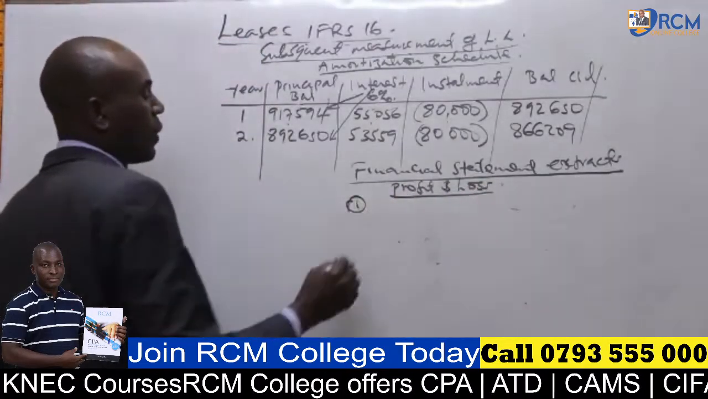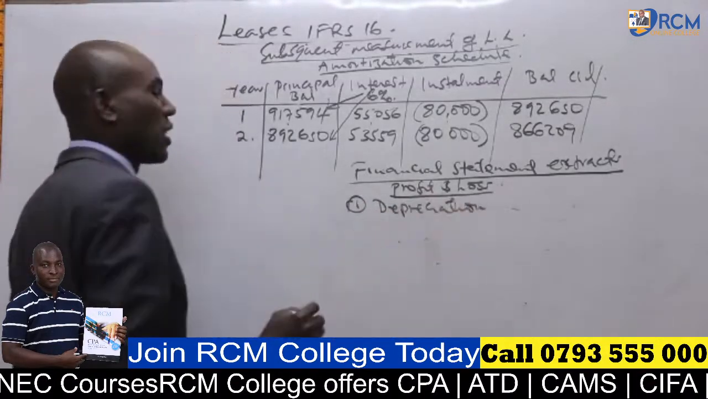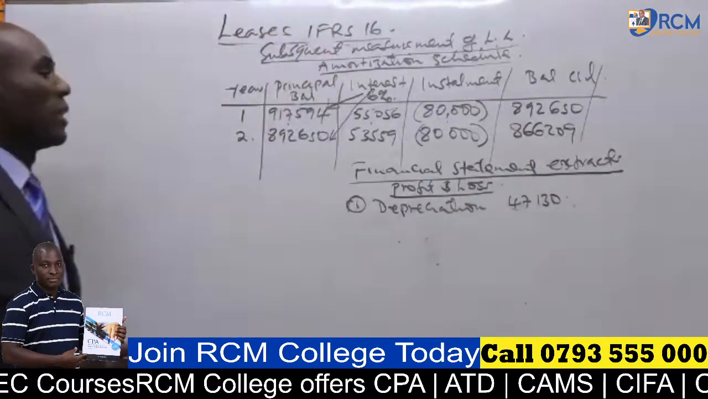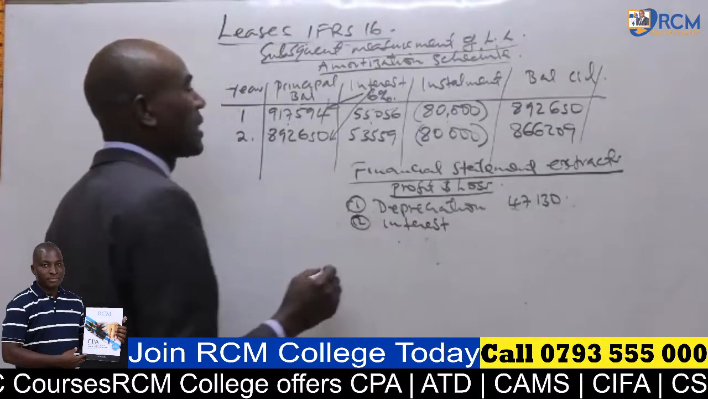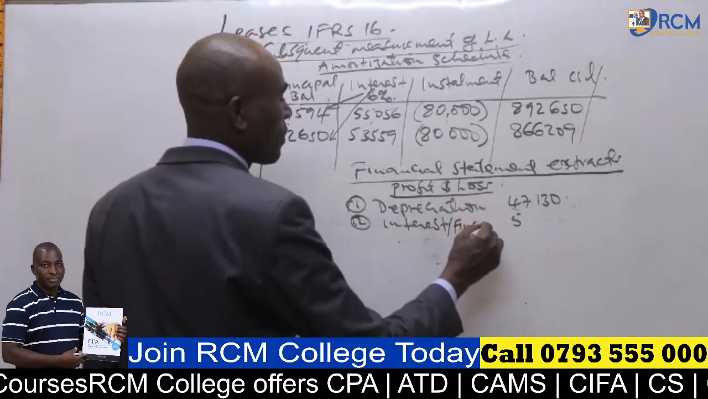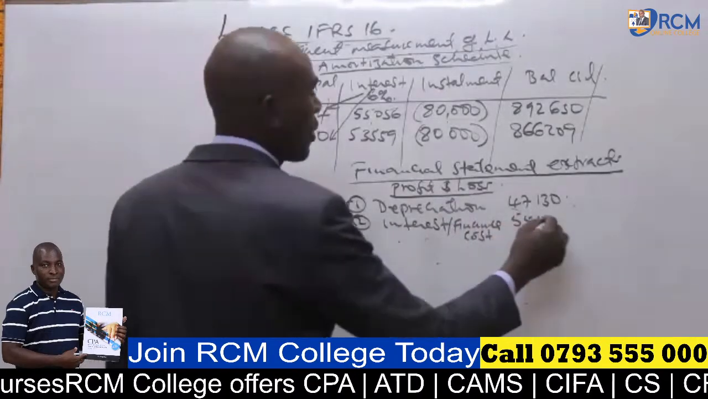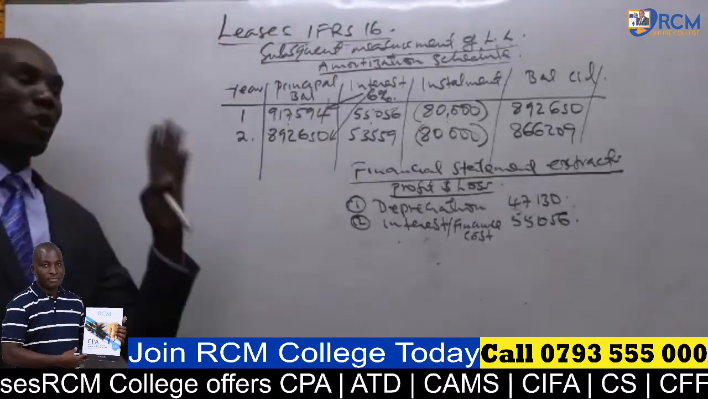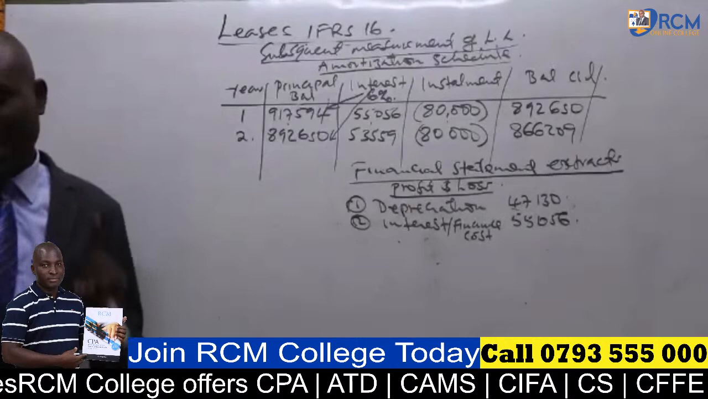Number one, depreciation, which was 47,130. Then interest, number two, which we call finance cost. Finance cost or interest, which will be 55,056 for that year one. That is what we take to profit or loss from that list.